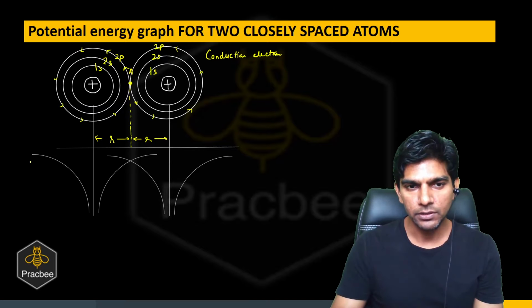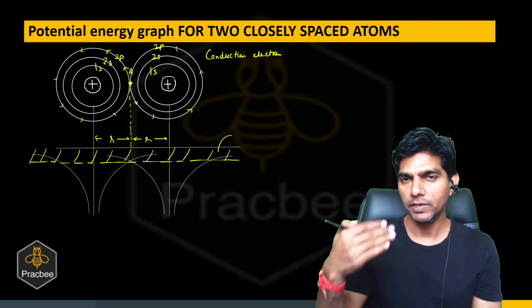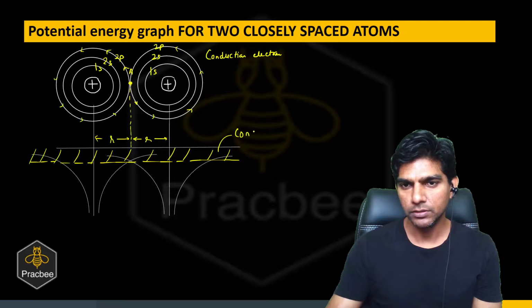So I can show this in this diagram. The electrons which have energy greater than, let us say, this 2p energy will take part in the conduction process. And this band, so we have a range of energy. When we have a range of energies, it is called a band, and this band is known as the conduction band.